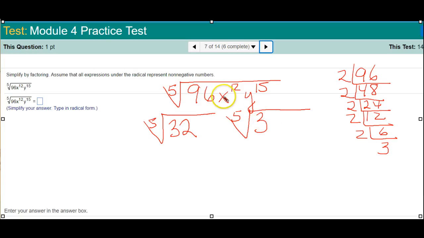Then I look at my x to the 12th. Well, any multiple of 5 in there, x to the 10th, would be a perfect fifth. And what's left over is x to the 2nd. And then y to the 15th is a perfect fifth.